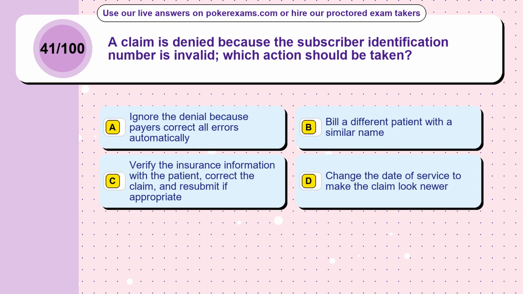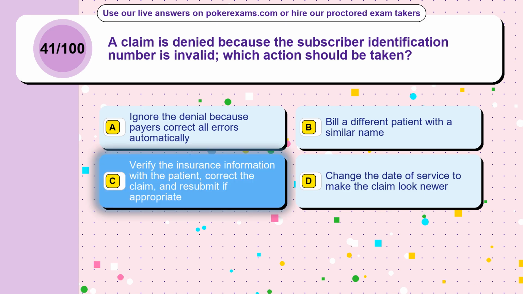Question 41. A claim is denied because the subscriber identification number is invalid. Which action should be taken? Option A. Ignore the denial because payers correct all errors automatically. Option B. Bill a different patient with a similar name. Option C. Verify the insurance information with the patient, correct the claim, and resubmit if appropriate. Option D. Change the date of service to make the claim look newer.